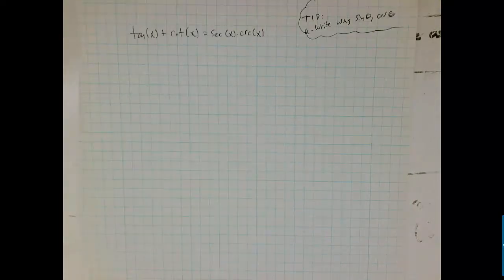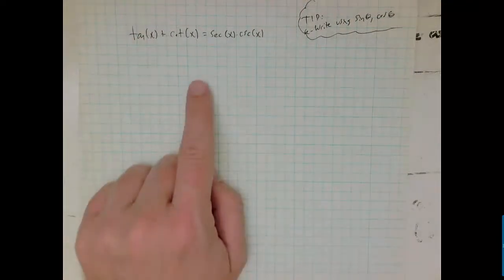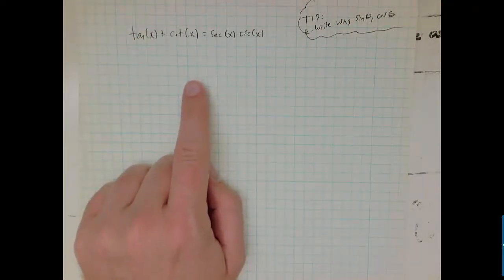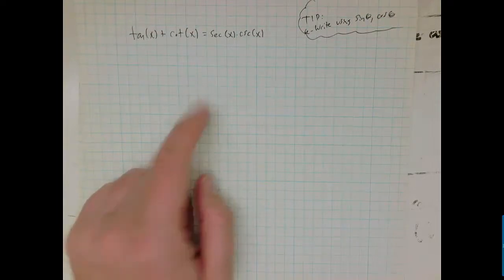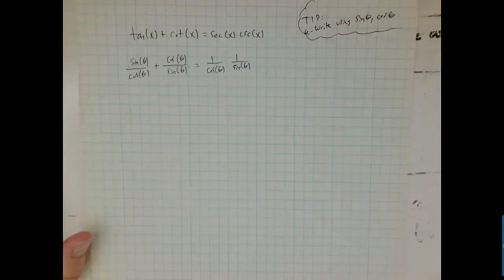All right, let's try this one. Tangent x plus cotangent x is secant x times cosecant x. So here, it's not obvious if any identities really apply. So a nice trick that you can use is rewrite everything in terms of sine and cosine and then see what you can do. So here we go. All right, so far so good. It doesn't look particularly promising, does it?